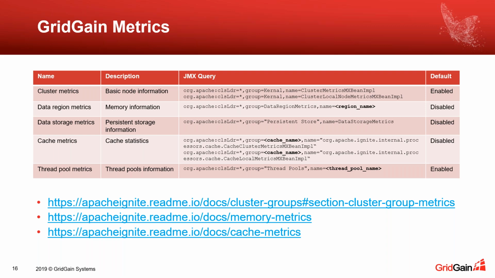For most cases, I would suggest enabling all of these important metrics. For example, data region metrics is some crucial memory information. Enabling these metrics has a very small performance penalty. That's why it is disabled by default. But from my experience, I can tell that it is worth having this small performance loss for cluster maintainability.